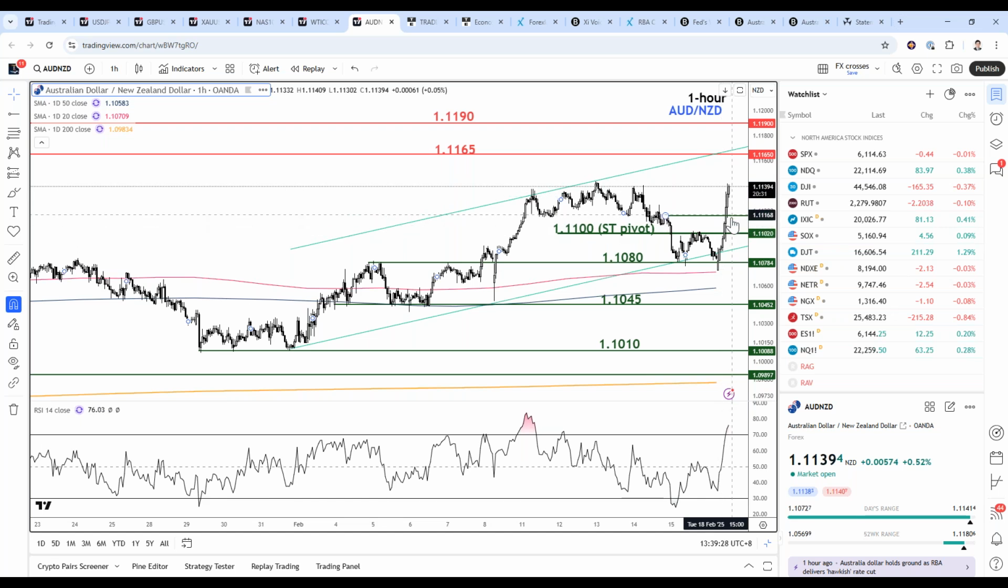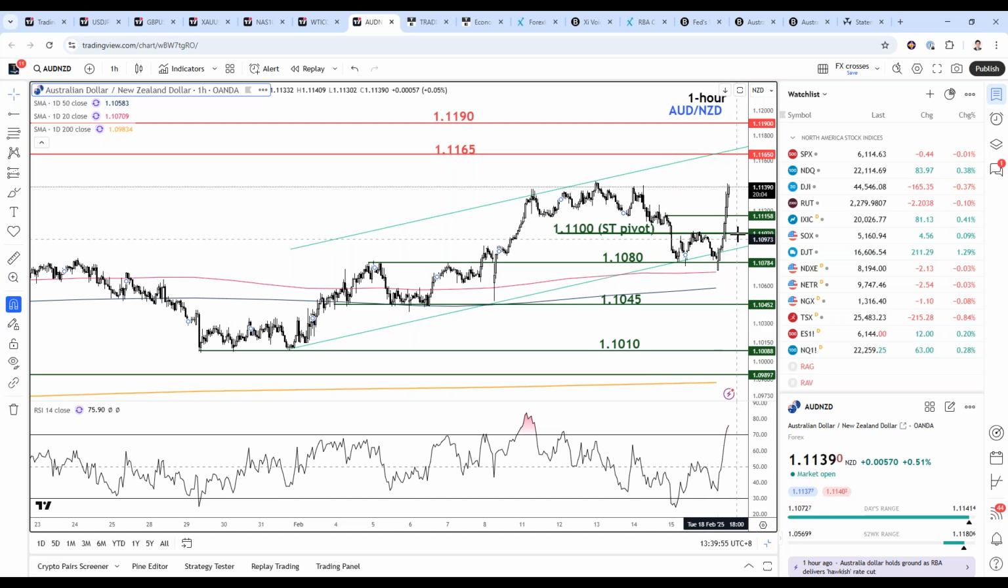As long as this minor pullback doesn't surpass below the 111 figure, which is our short-term pivotal support level that I have for today on the Aussie Kiwi FX cross pair, potentially the next near-term resistance level to watch out for on the Aussie Kiwi may come in at 111.65, followed by 111.90 next, which is the upper limit of this minor ascending channel.